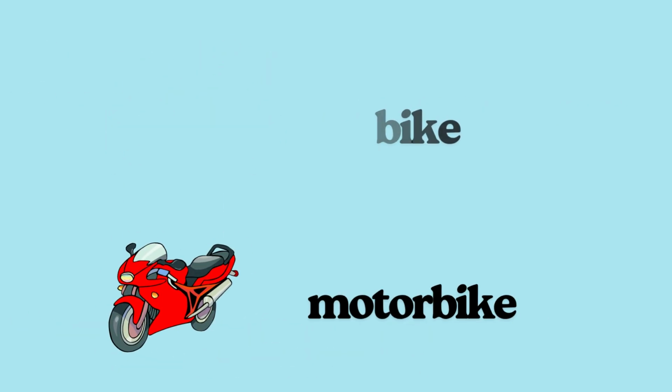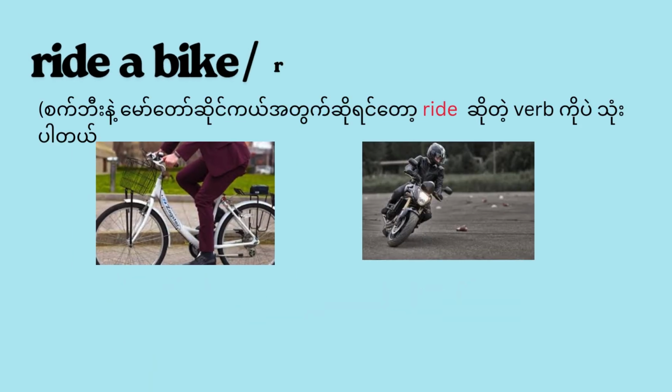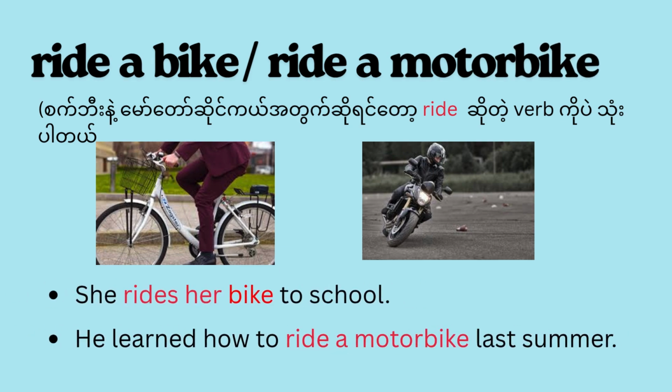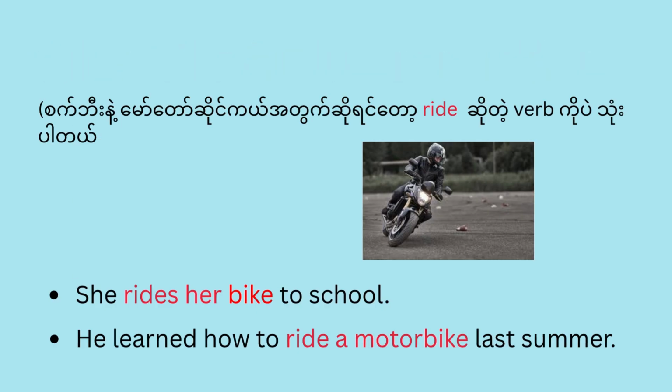Bike, motorbike. Ride is the only verb you can use for bike and motorbike. For example, she rides her bike to school. He learned how to ride a motorbike last summer.